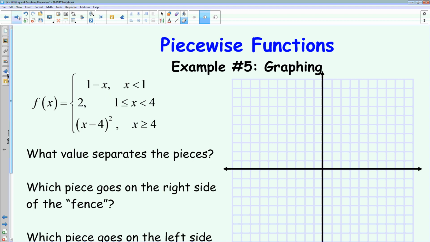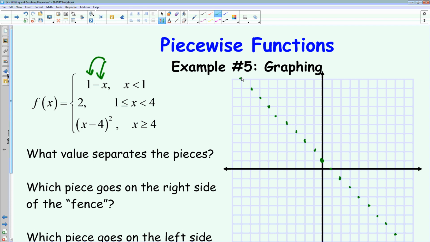This next example, we have 1 minus x for x is less than 1. So for that, we have a slope of -1 and a y-intercept of 1. So I'm going to put the y-intercept at 1, and then I'm going to do my negative slope. Just like I did the last time, I'm drawing the whole thing in, and then I'll just go erase my dots later.